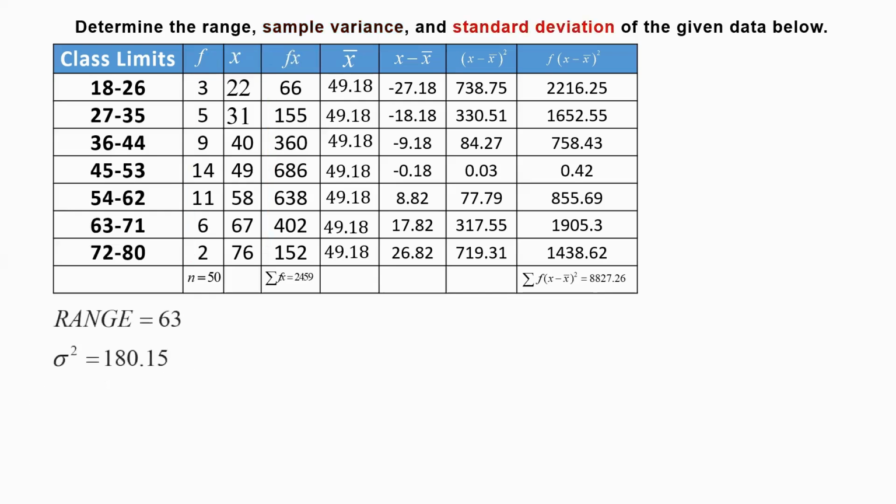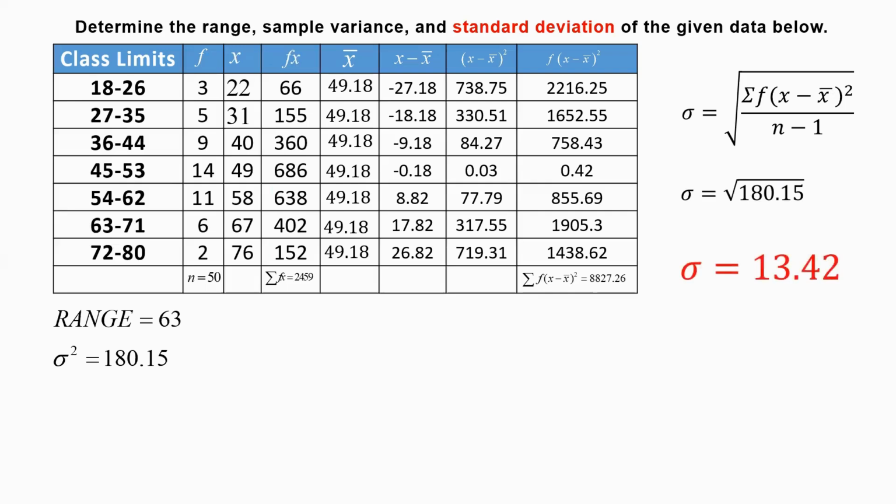So now, we've got earlier the value of the range, that is equal to 63, and our sample variance is equal to 180.15. As we said earlier, just take the square root of your sample variance. You will get the sample standard deviation. Okay, so 180.15, that is our sample variance. So take the square root of that. That is equal to 13.42. So therefore, the standard deviation of this given data is equal to 13.42.